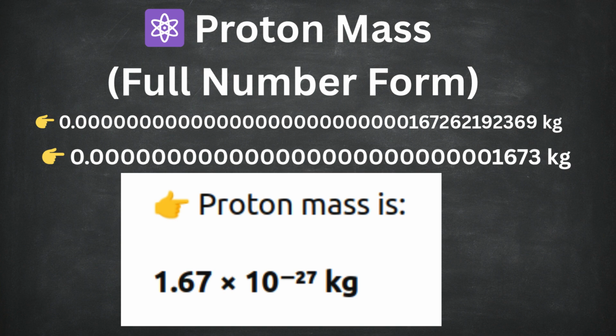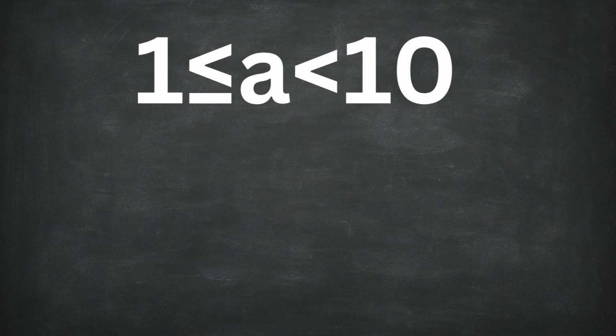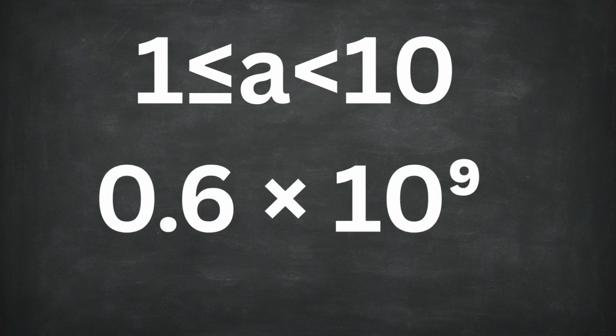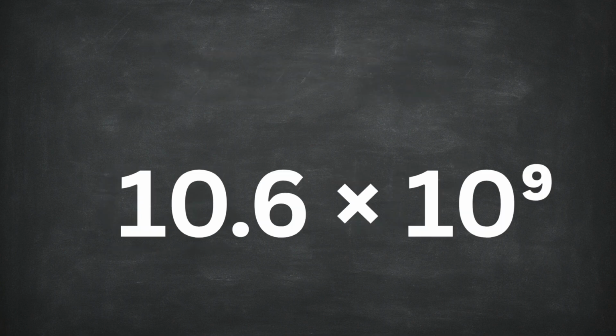or 167.3? Because in scientific notation, 1 is less than or equal to a, and a is less than 10. Only one digit is allowed before the decimal point. The first digit of the number is between 1 and 9. If you have 0 digits before the decimal, for instance 0.6 into 10 to the power of 9, it's not scientific notation because 0.6 is less than 1. Or if you have 2 or more digits before the decimal, 10.6, it's not in scientific notation because 10.6 is greater than 10.